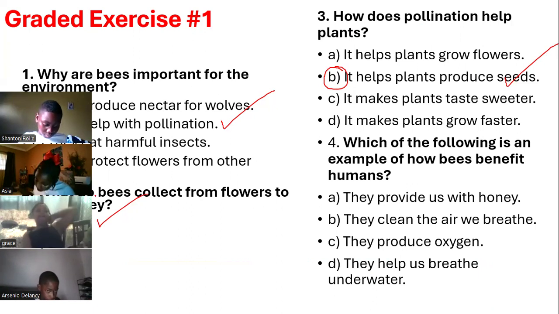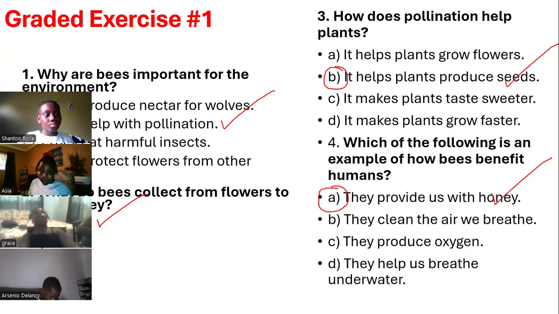And number four. Which of the following is an example of how bees benefit humans? A. They provide us with honey. Very good. How many persons love honey? I love honey. You love honey? Okay. Anyone got all right? 4 out of 4? Let me know if you got all right. I got all right. I got one wrong.